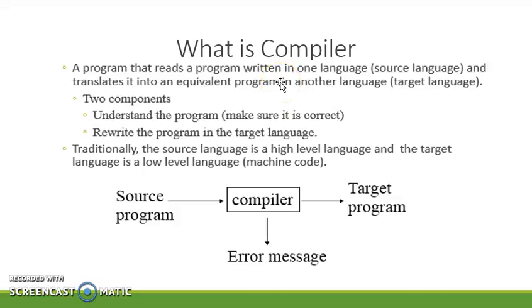A compiler is a program that reads a program written in another language, also called the source language, and translates it into an equivalent program in another language, also called the target language. Traditionally, the source language is a high-level language and the target language is a low-level language, also called machine code. This diagram indicates what the compiler does. The given source program is converted into a target program, and error messages are also displayed while the process is being carried out.